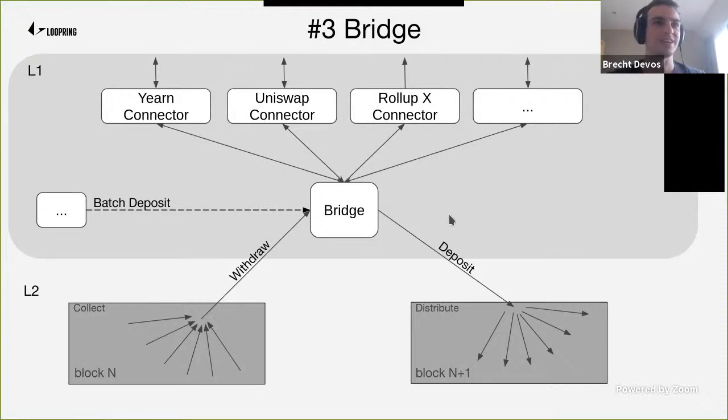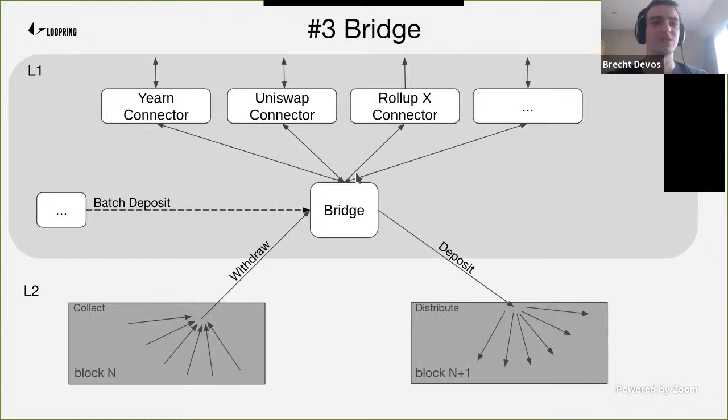So here's a little bit of a different batch deposit line. It's just that these are interactions that originate from layer 2. So these layer 2 people want to interact with layer 1, and they can do something which we call bridge calls. So they say, I want to interact with the Yearn connector. Okay, we will just aggregate them all and do those.